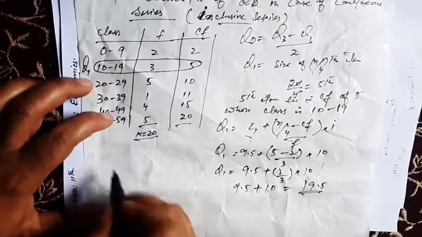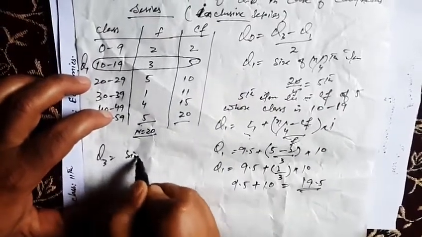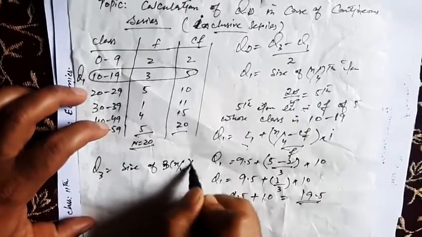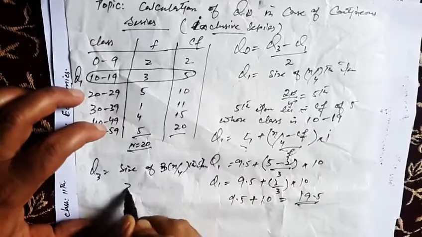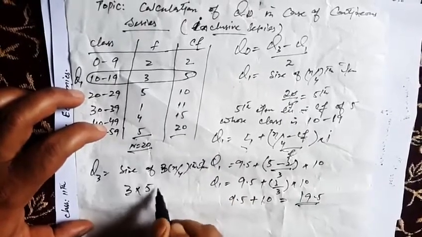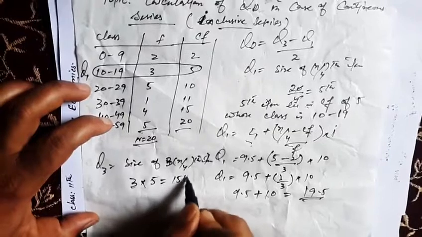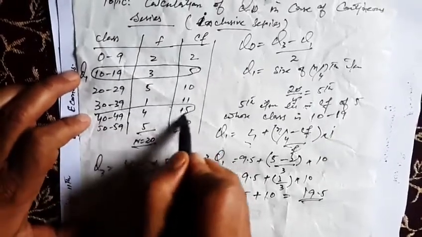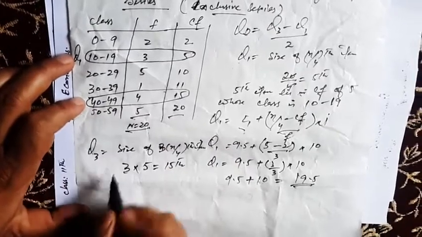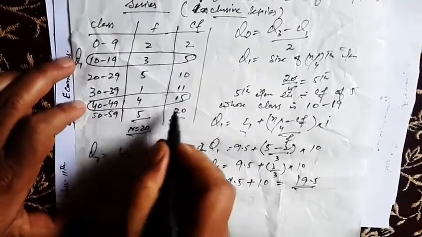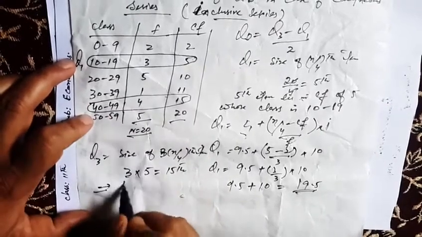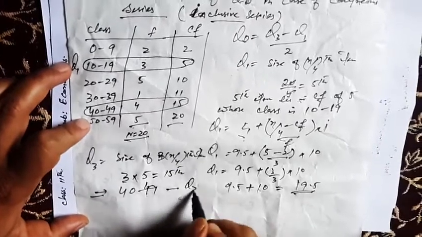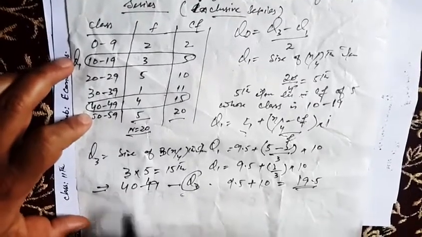Now let us find Q3. Q3 is size of 3n divided by 4th item. So 3n divided by 4 is equal to 3 fives are 15. We have to find out the 15th item. The 15th item lies in the cumulative frequency of 15, whose class is 40 to 49. So 40 to 49 is our Q3 class. So we will find here Q3.